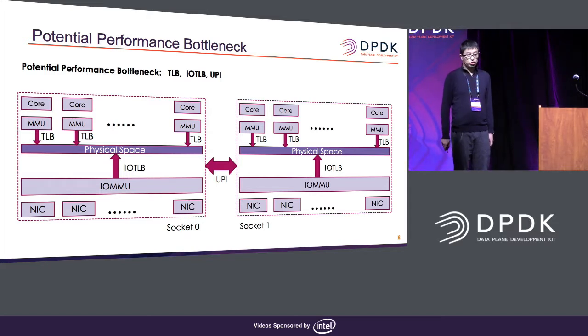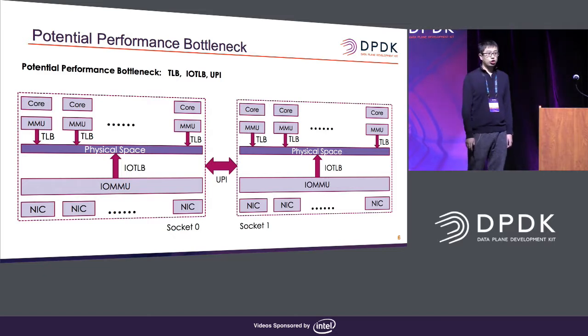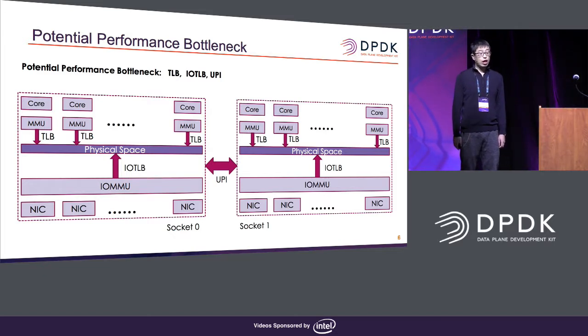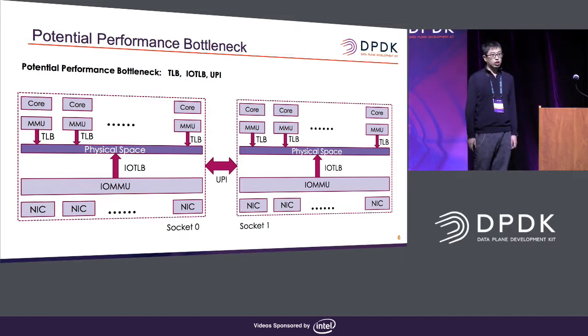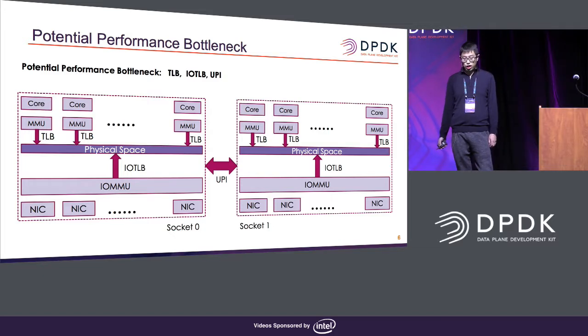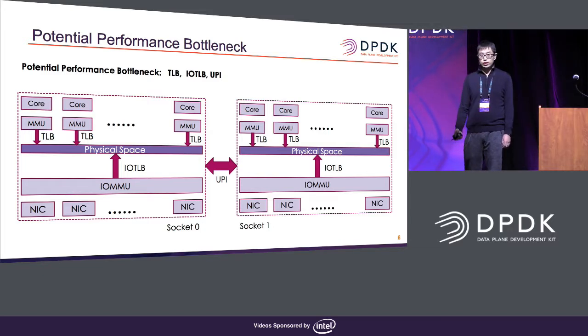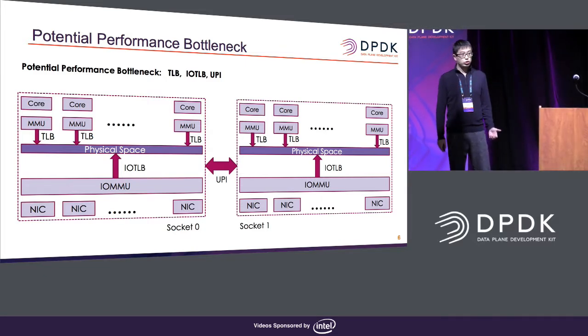The third is the UPI. We know that if we use huge page, DPDK can always make sure it's NUMA aware, and we always use the local memory. But if we use 4K page, we lose this advantage, and in the worst case, all our memory access may be remote in a multi-socket architecture.